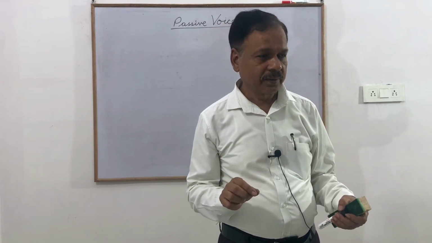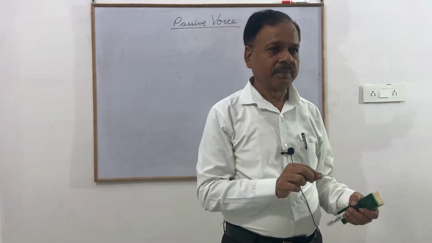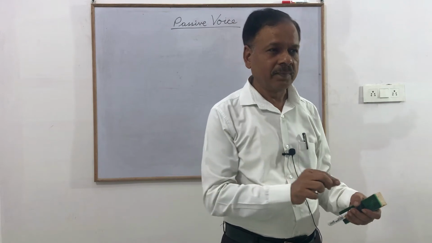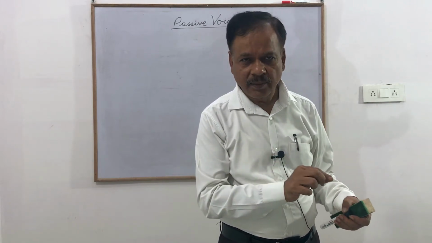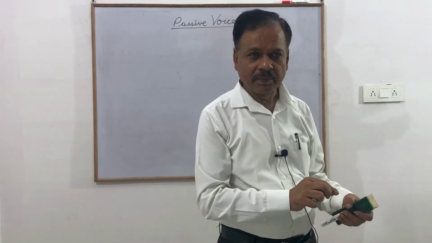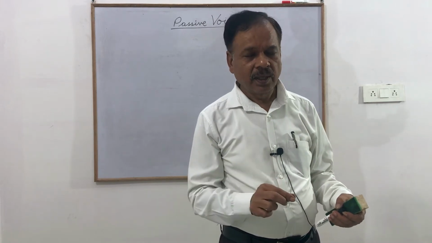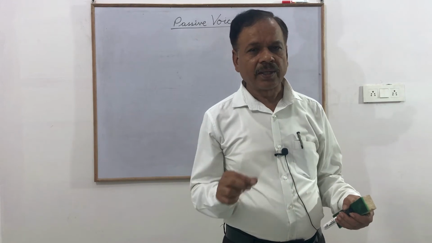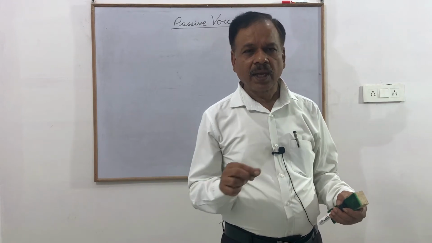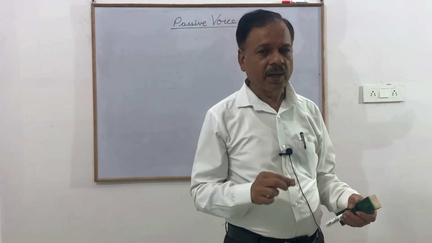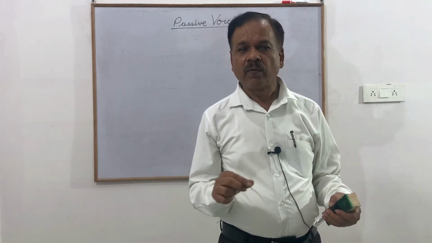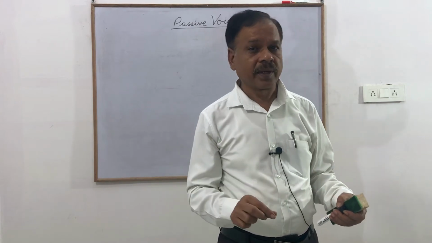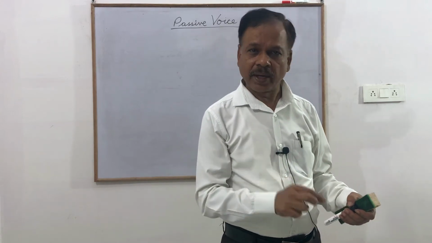He writes a letter; a letter is written by him. He is writing a letter; a letter is being written by him. He has written a letter; a letter has been written by him. He wrote a letter; a letter was written by him. He was writing a letter; a letter was being written by him. He had written a letter; a letter had been written by him. He will write a letter; a letter will be written by him. He will have written a letter; a letter will have been written by him.